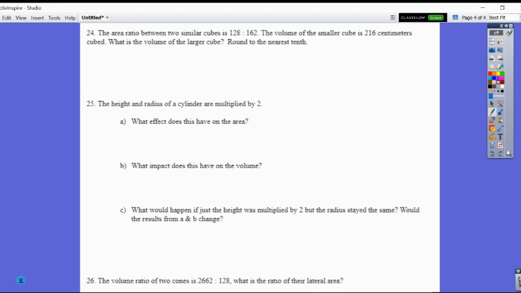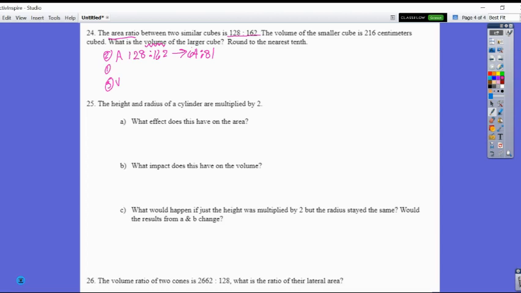Turning over here on 24, the area ratio between two similar cubes is 128 to 162. So area has 2 dimensions, ratio is 128 to 162. Notice that these are both even numbers. I can simplify this fraction. It is the same as 64 to 81. I'm asked to find out about the volume. Volume is going to have 3 dimensions.